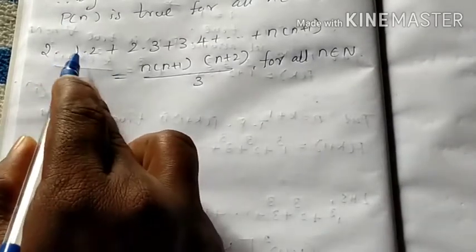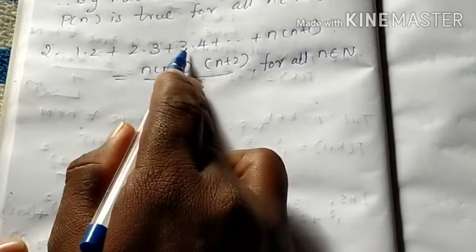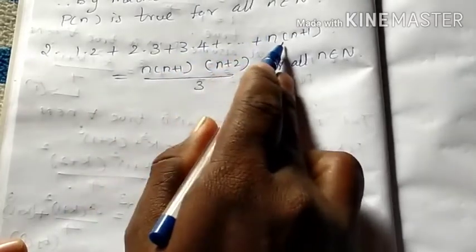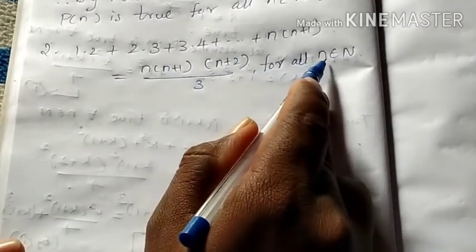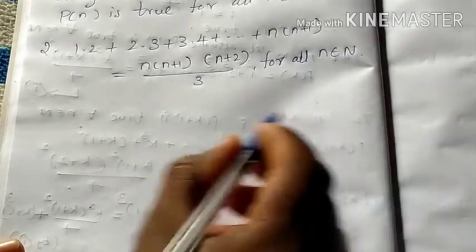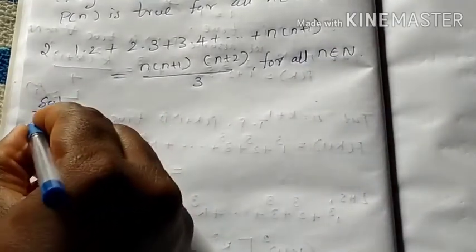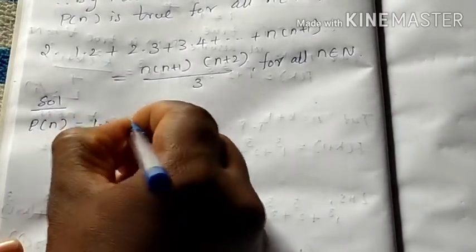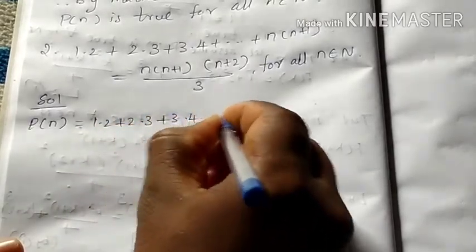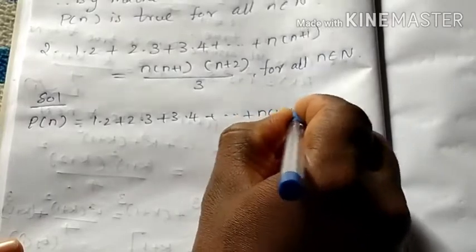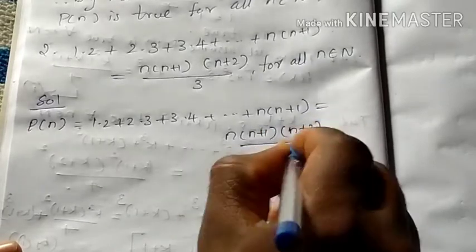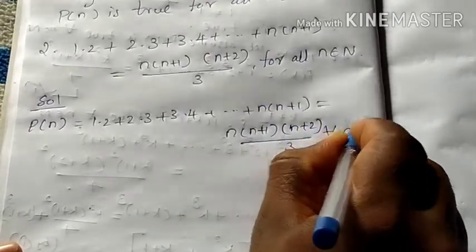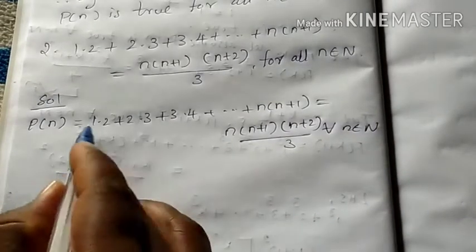Okay, the second question: 1 into 2 plus 2 into 3 plus 3 into 4 and so on plus n into (n+1) equals n into (n+1) into (n+2) divided by 3 for all n belongs to N. Okay, the solution. First assume p of n, the given statement. So p of n is equal to 1 into 2 plus 2 into 3 plus 3 into 4 and so on plus n into (n+1) equals n(n+1)(n+2) divided by 3 for all n belongs to N. This is the first assumption, p of n.